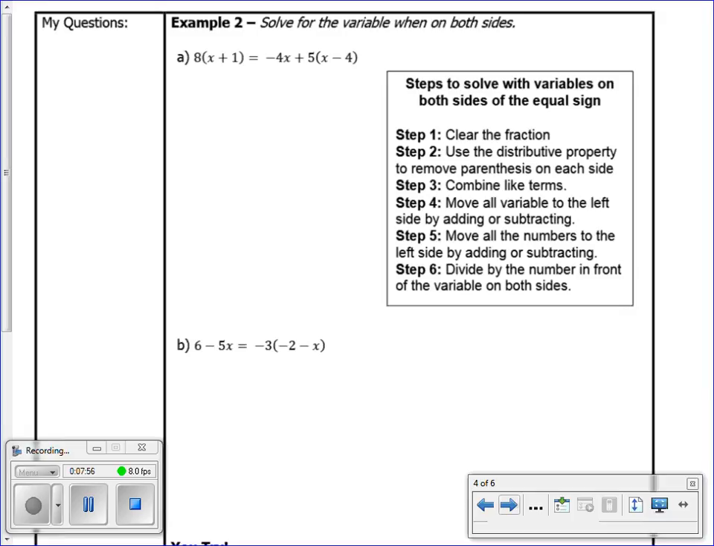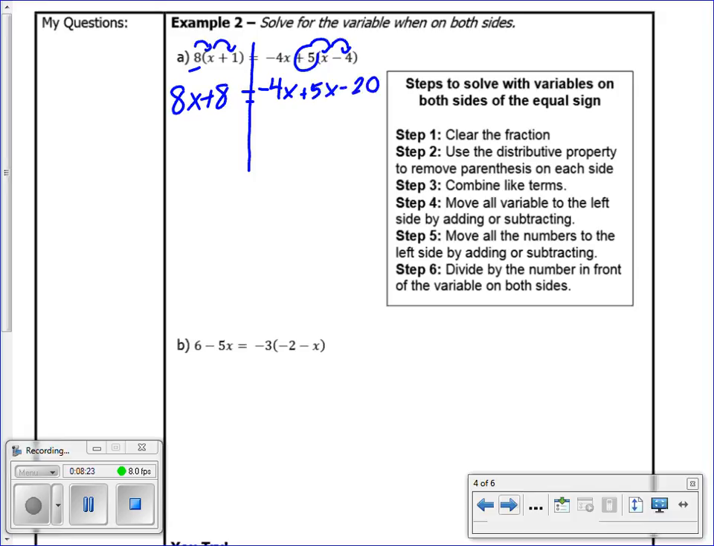Step 2 says use the distributive property to remove the parentheses. I have parentheses, so that means I have some distributing to do. You want to do the distributive property on both sides. So we have to first distribute 8 to the x and the 1. That gives us 8x plus 8 equals negative 4x. And now we have to distribute that plus 5 to the x and the negative 4. So we get 5x minus 20.